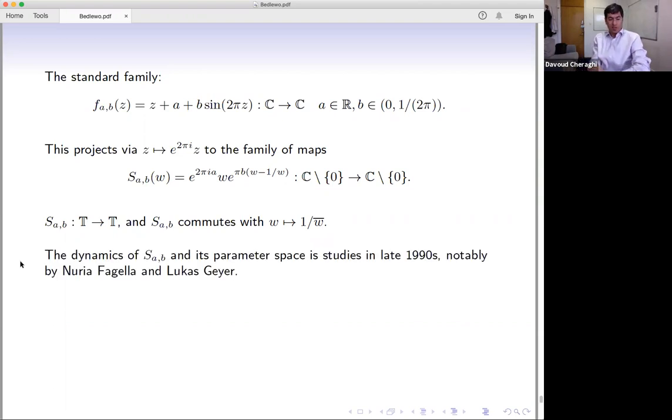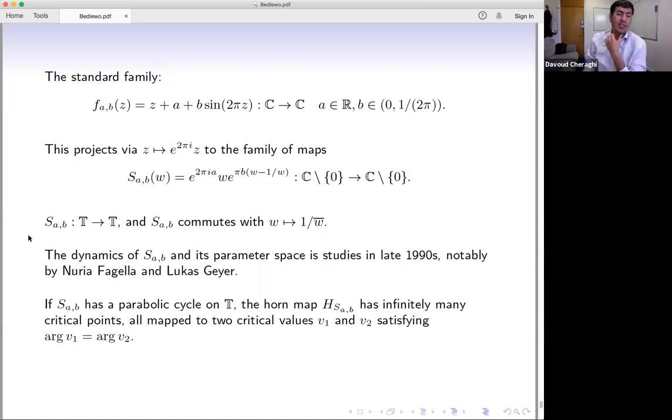So the dynamics of S sub AB and its parameter space has been studied in the 90s, notably by Nuria and Lucas Gehr. So I'm thankful to Nuria for quickly responding to my emails when studying this problem. So we were very quickly able to show that the same argument works here as well. So there are some differences.